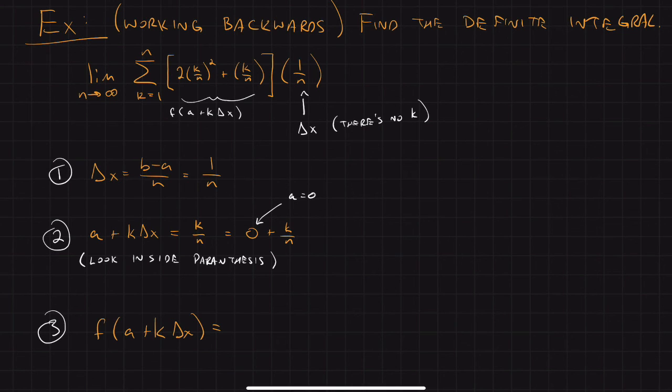Step 3, we want to find f of a plus k delta x. Well, we already know that that was 2 times k over n squared plus k over n. But now that we know that the a plus k delta x was k over n, that means that those 2 parentheses will have to be our x terms for f of x.